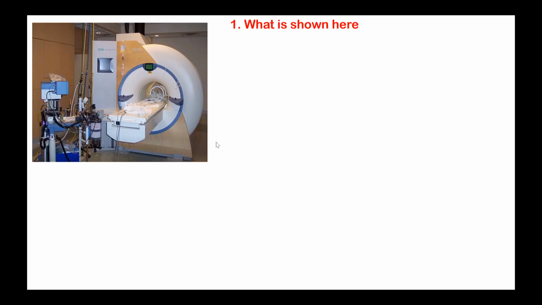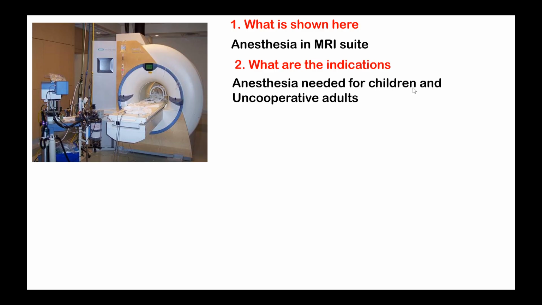Continuing with that, here is an MRI suite with anesthesia being given. You can see the anesthesia machine. What are the indications for anesthesia requirement in the MRI suite? Claustrophobic patients, and mainly pediatric patients, because you cannot stay still, and you require a quiet patient to lie in a particular position because movement will distort the images. So anesthesia is needed for children and uncooperative adults.